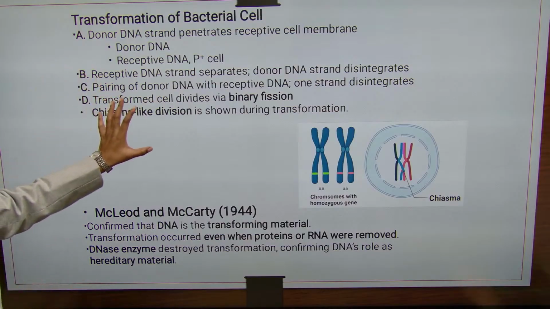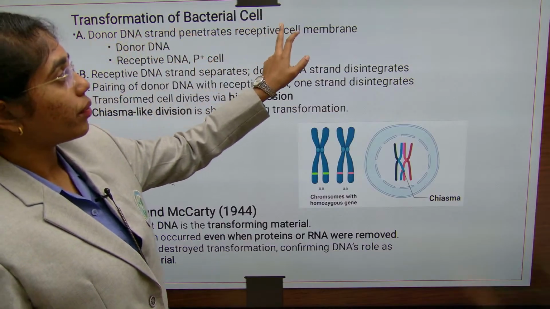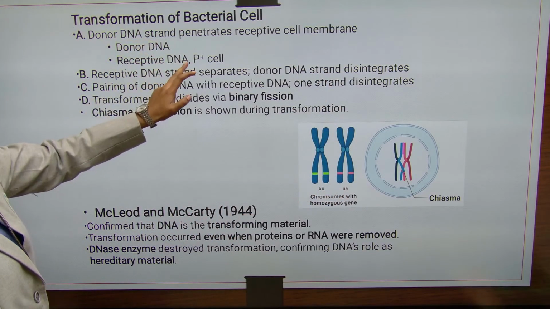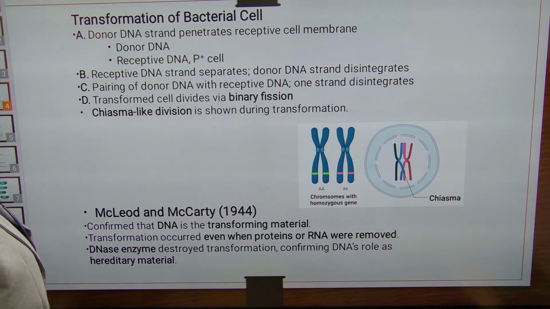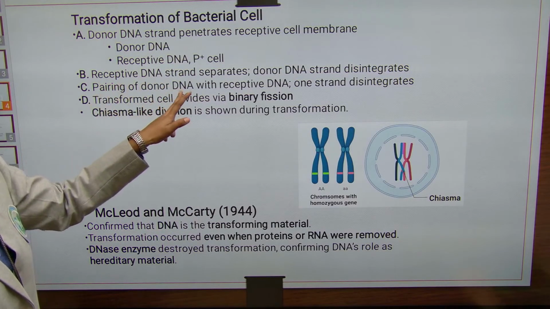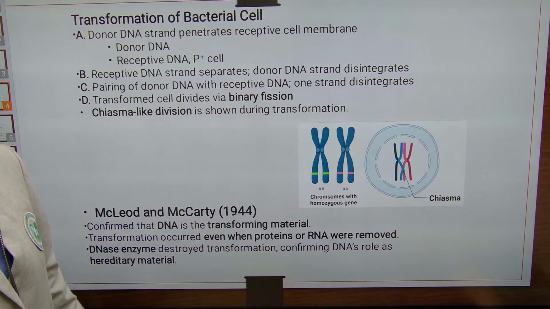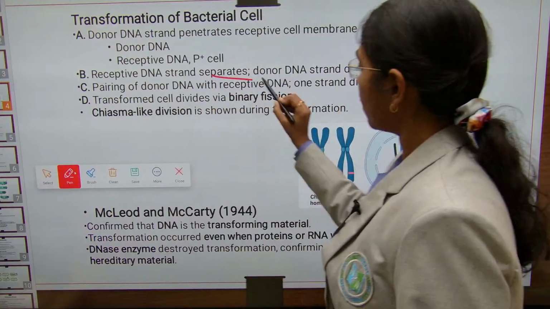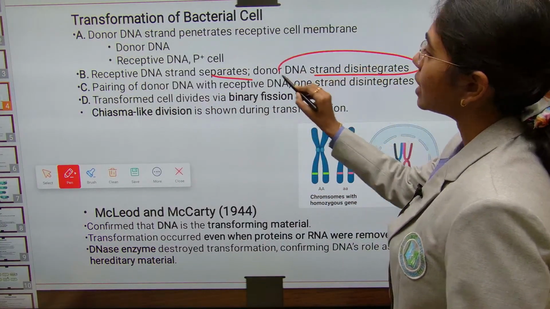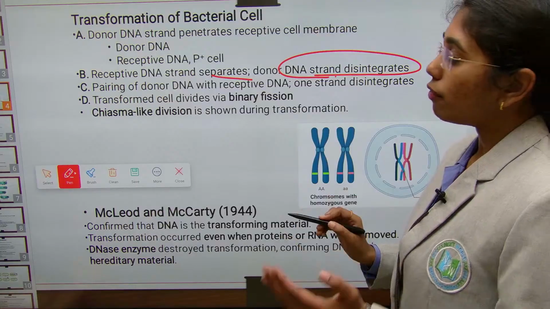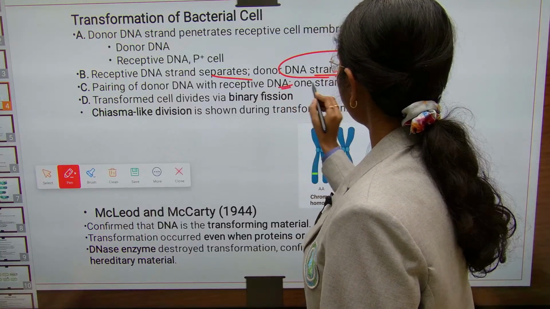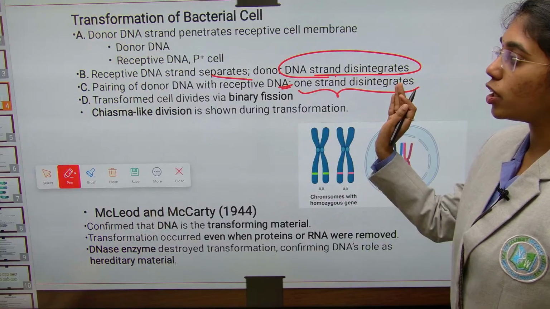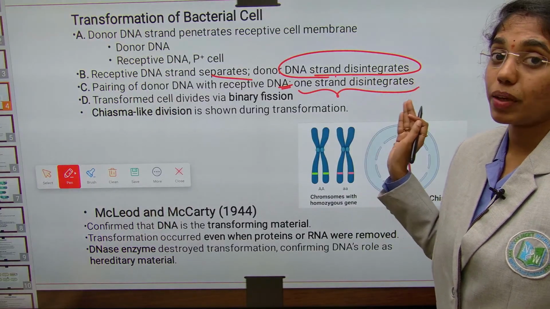How is it transformed? Donor DNA strand penetrates the receptive cell membrane. Donor DNA, receptive DNA, we will call it the P plus cell. Receptive DNA strand separates and donor DNA strand will disintegrate. Can you see here? Receptive DNA strand will separate like this and the donor strand is disintegrating. Pairing of donor DNA and recipient DNA, one strand will disintegrate. This explains clearly how chiasma is being formed.